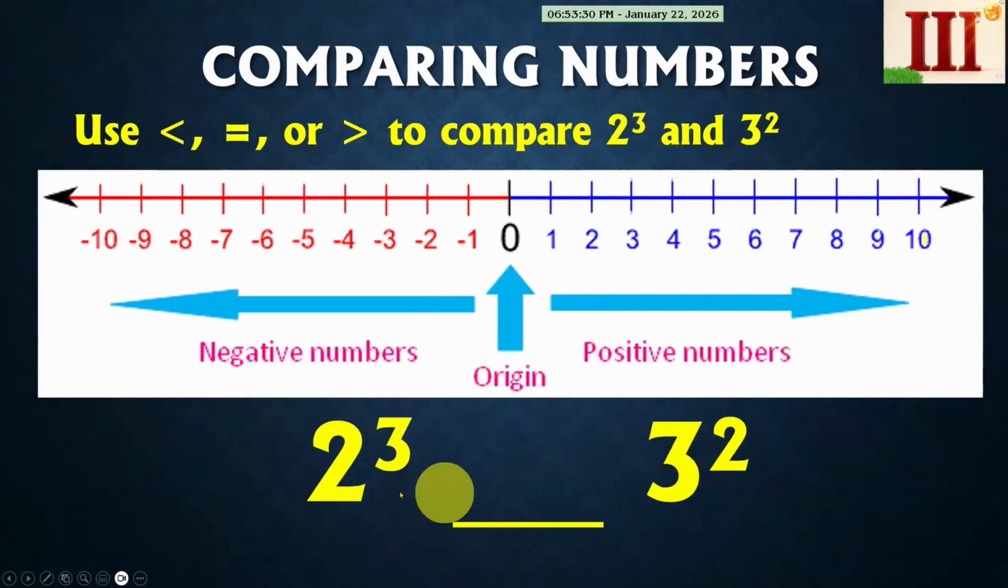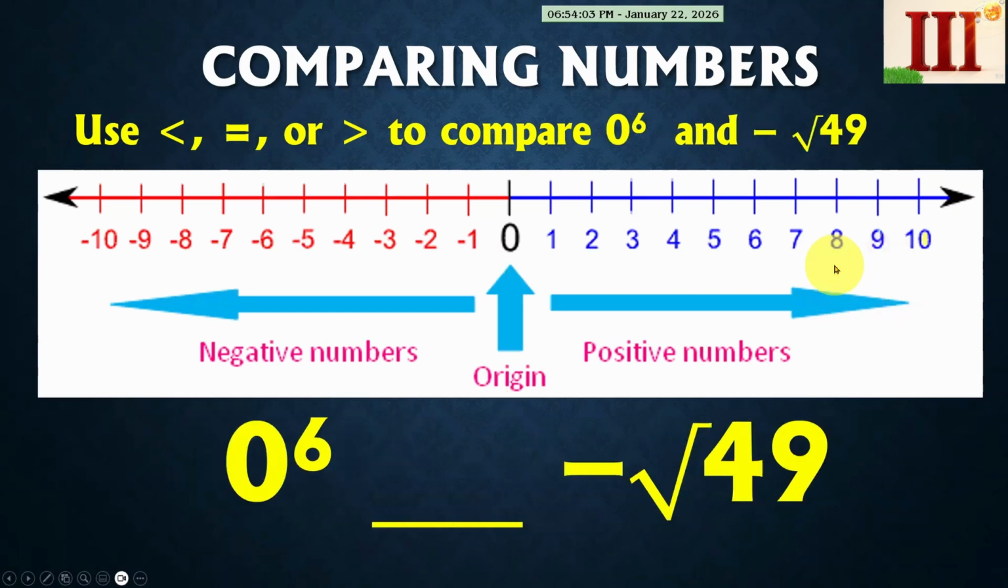There'll be times when they will give you it in a different form. You have to know what 2 to the power of 3 is. You need to know what 3 to the power of 2 is. So 3 squared is 9, and 2 to the power of 3 is 8. So the 8 is on this side compared to the 9. So the 9 is closer to greater than, that means 8 is less than.